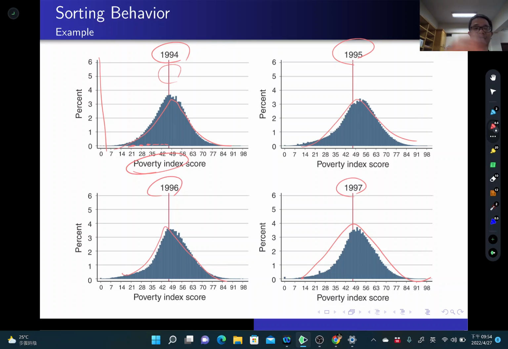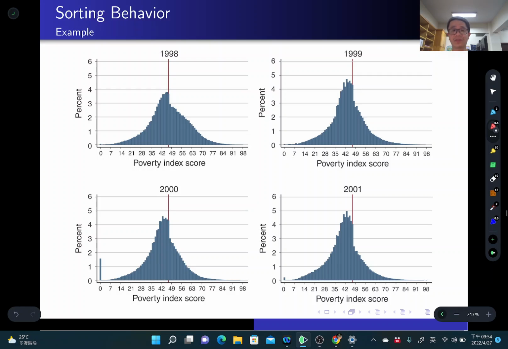Right below the cutoff, you can receive the cash transfer. But before 1997, people don't know how the government calculates this, so there is no manipulation. But after 1997, people know how to calculate this. So you can see in 1998, a lot of people bunch around the cutoff, right below it, to make sure they can receive the cash transfer. The same in 1999, 2000, and 2001.